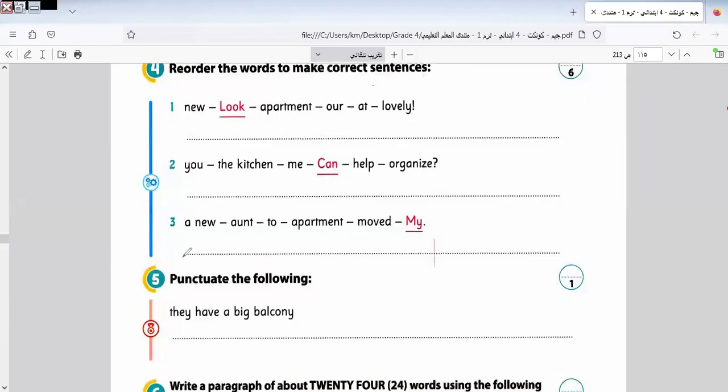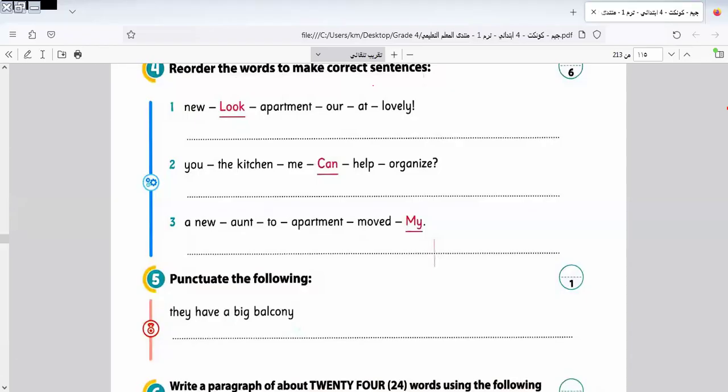Here we have: punctuate the following. So I underline the wrong letter. The wrong letter will be the. I will write it in capital letter, so written in small letter, I write it in capital. They have a big balcony, and I put a full stop at the end of the sentence. Okay.